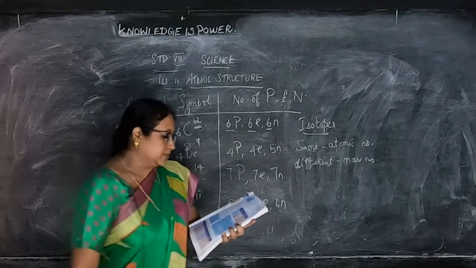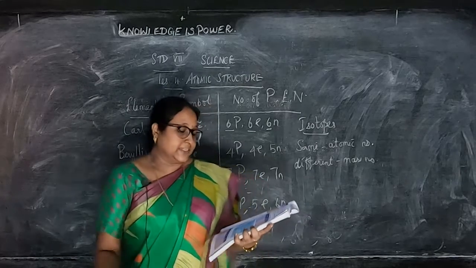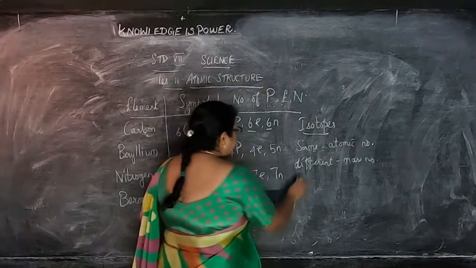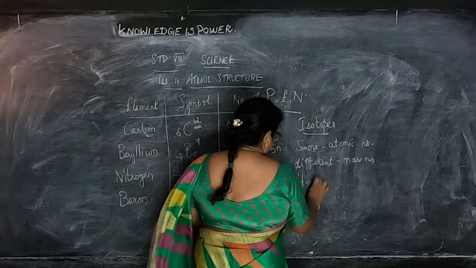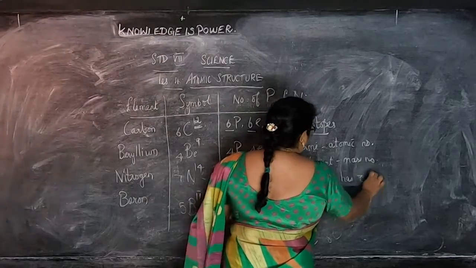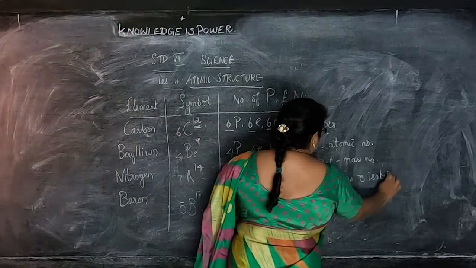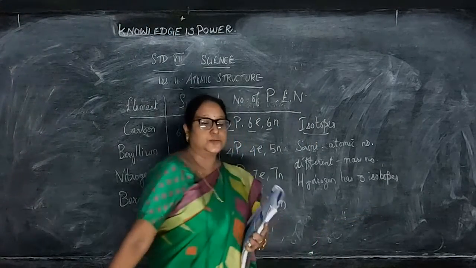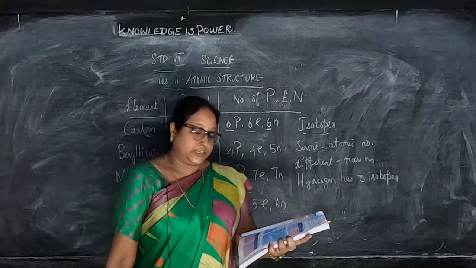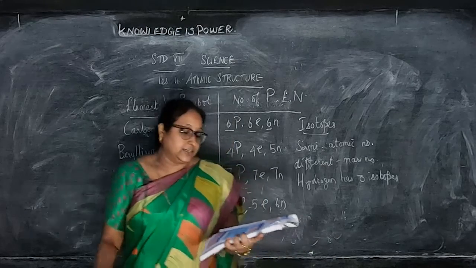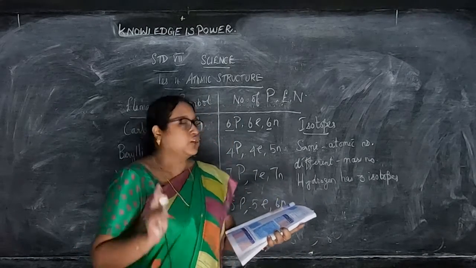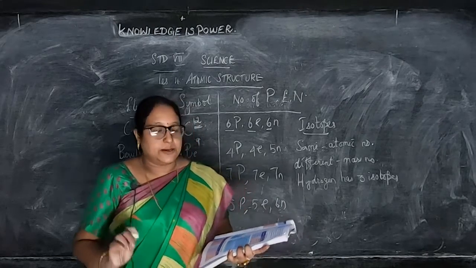So these atoms are called isotopes, and examples are given there. Hydrogen has 3 isotopes. Okay, children, how many isotopes does hydrogen have? 3: protium 1H1, deuterium 1H2 and tritium 1H3. So what are isotopes? Same atomic number but different mass number.